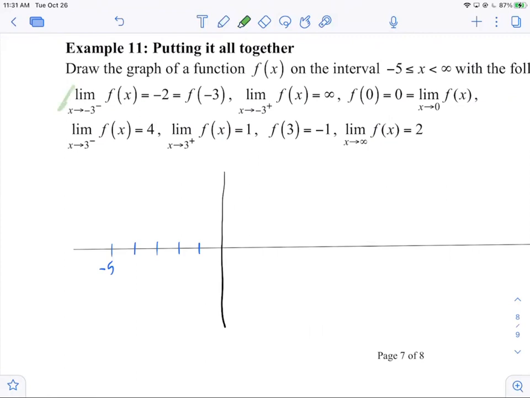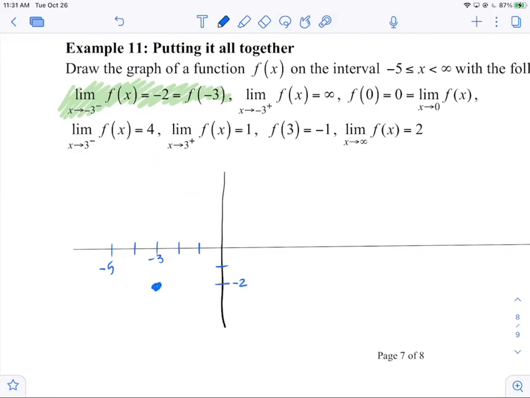The first piece of information says the limit from the left of -3 has to equal -2, and that also has to equal the function value. Okay, so that means the road coming in equals the bridge, and they have to meet up at -3, -2. So let me come over here to -3, and then -2 would be right here.